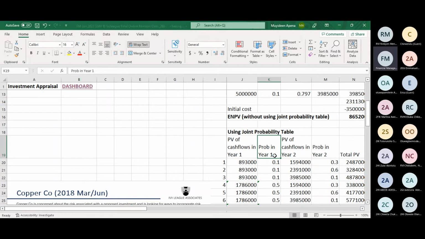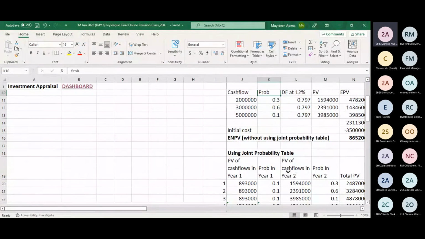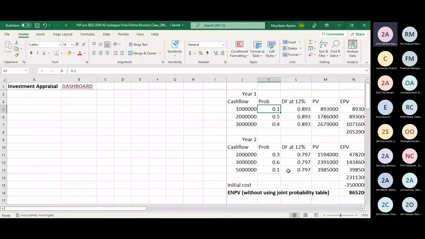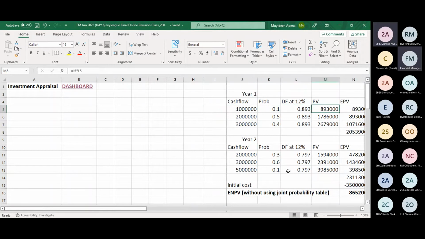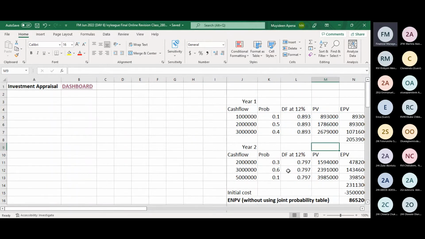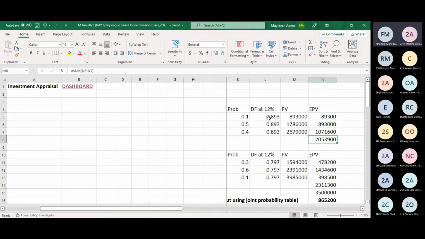Please take notes. Sir, I even thought we would just multiply the cash flow in year one by the probability, sum it up, then get one figure. So we'll do cash flow: 1 million times 0.1. If you do that, it means you are solving it without joint probability. You multiply this by this, sum them together, then discount at 0.893. You will get this 5390. It's the same thing.